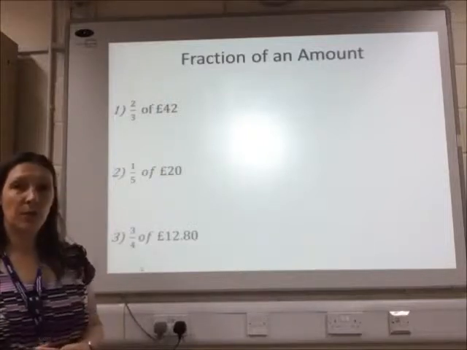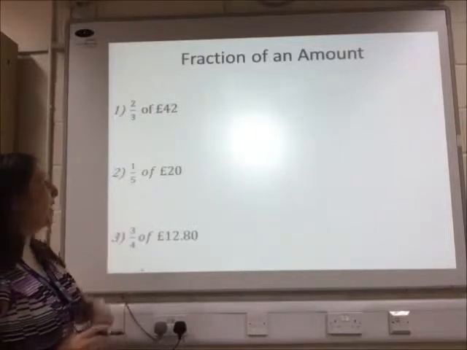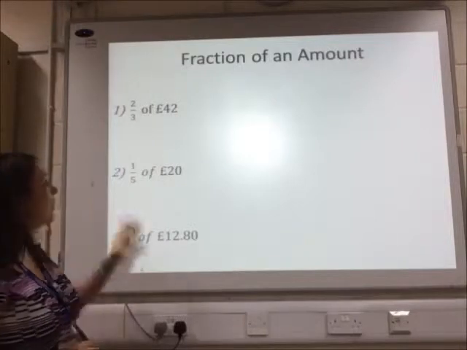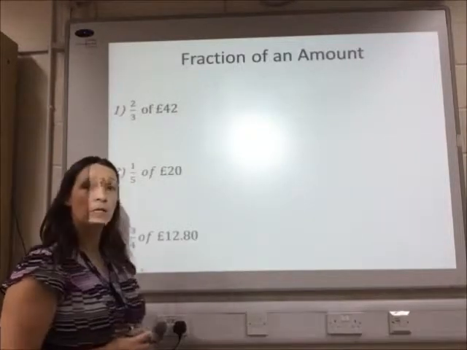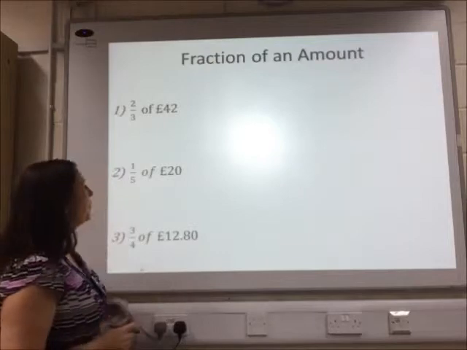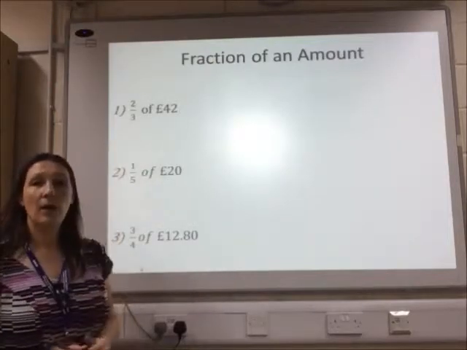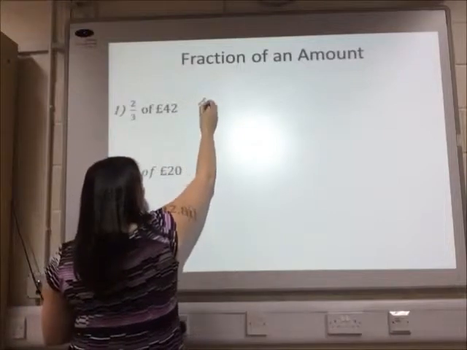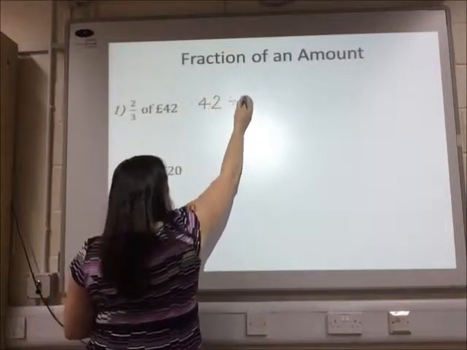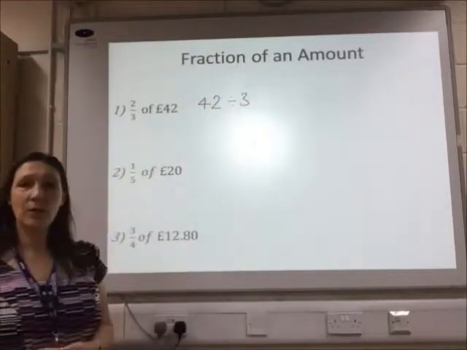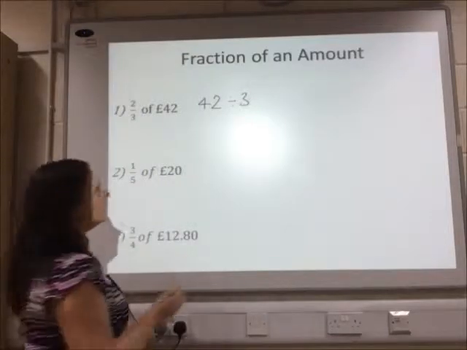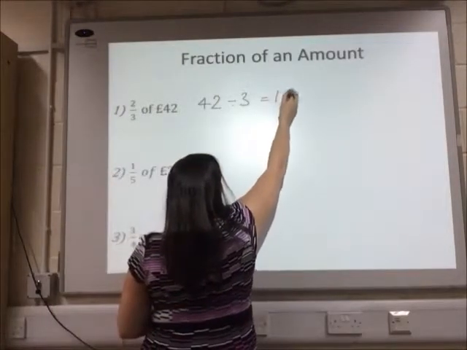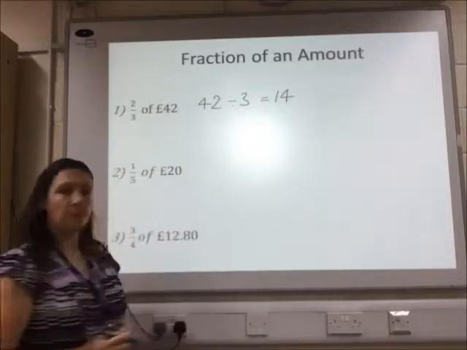Here are some examples. Question 1. 2/3 of £42. We're trying to figure out how to calculate 2/3 of £42, and we can do this in two steps. The first step is to look at the number on the bottom of the fraction. If we take our amount, 42, and divide it by the number on the bottom of the fraction, which in this case is 3, we get the answer 14.